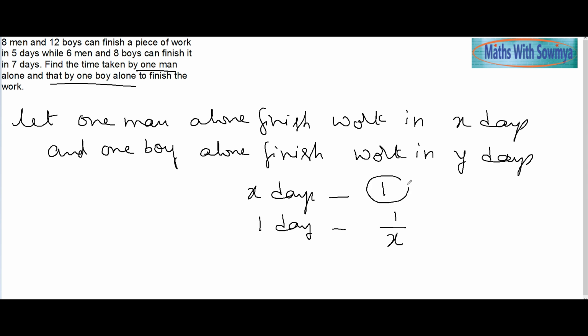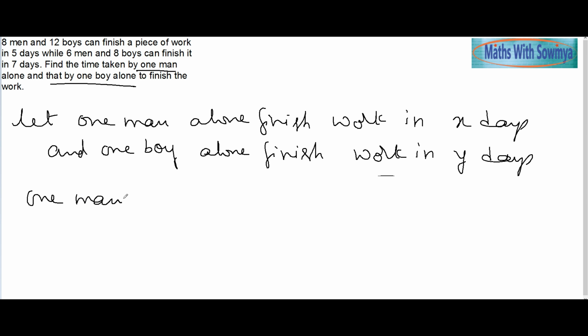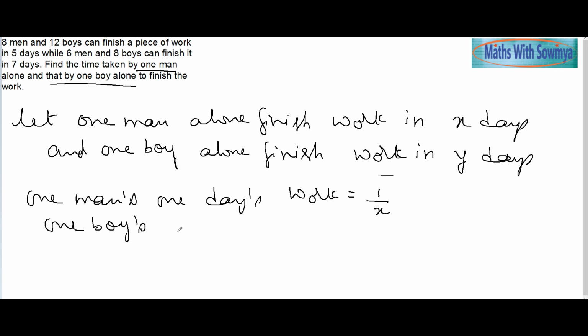For x days, 1 complete work is done, 1 whole work is done. What is per day? 1 by x. That is what we need to take here. So, I will say that 1 man's 1 day's work, or per day's work, will be 1 by x, and similarly 1 boy's per day's work will be 1 by y.